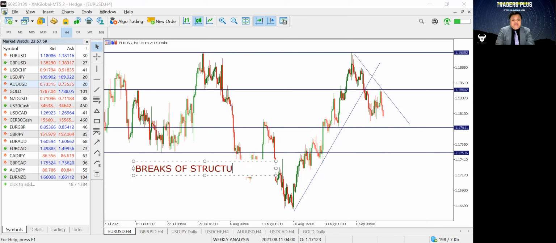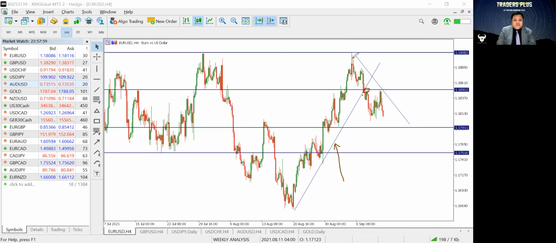Alright. Now, may mga tinatawag tayo na breaks of structure. Yan yung abangan natin. Okay? So ano ba yung mga breaks of structure? So for example, this one here, that's a break of structure. Alright? Kasi the uptrend, the lower low, the higher low and the higher high was breached, no? So may tinatawag tayong trend line support. This one is a trend line support. And it was broken here. So this will now indicate a potential reversal of the trend.